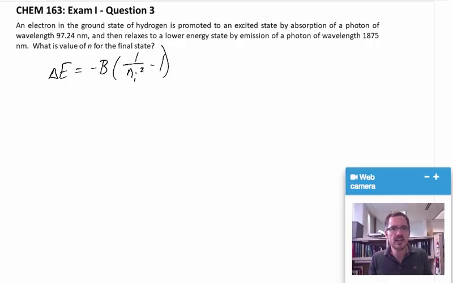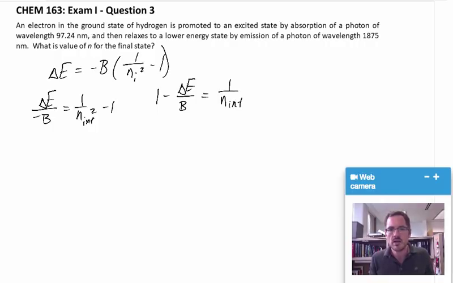And I'm going to divide both sides by negative b. So delta E divided by negative b is equal to 1 over n intermediate squared minus 1. And then I'll move over the negative 1. So 1 minus the change in energy over b is equal to 1 over n intermediate squared. Now, there's a couple more steps in the algebra, but let's go ahead and find the left-hand side first.